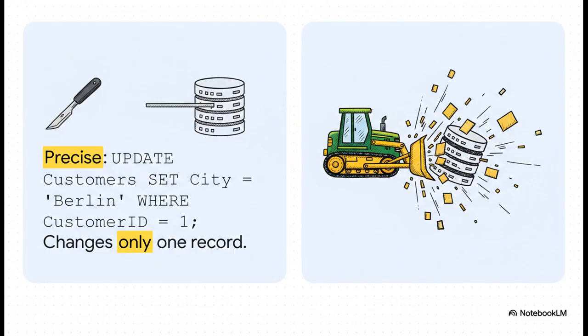On the left, you've got the scalpel. The where clause targets only the customer with an ID of 1. It's a precise, surgical, clean change. But on the right, without that where clause, you've got the bulldozer. That command will change the city to Berlin for every single customer in your entire table. That's a potentially catastrophic mistake.